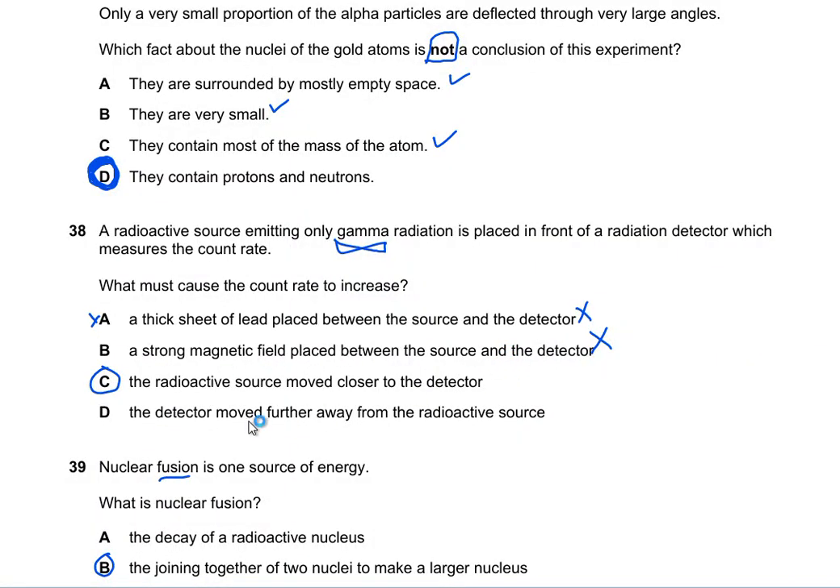So B is crossed out. C, move closer. If we move closer to the detector, more rays enter the detector, so count rate increases, like more counts per second. Detector moved further away, so count rate would decrease. Nope. So it's C.